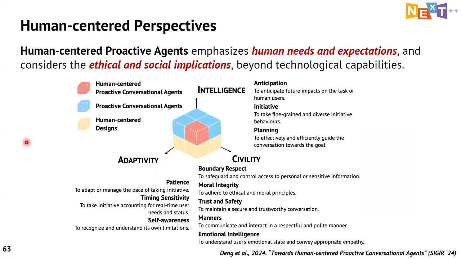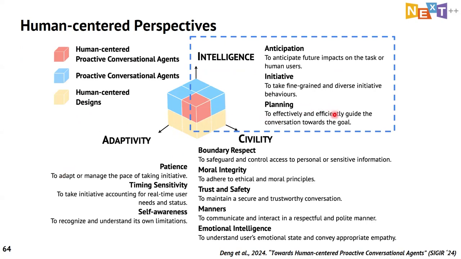So here I will take the proactive conversational agent as an example. And in this CHI perspective paper this year, the authors mainly focus on human-centered proactive agents, which emphasize human needs and expectations, and also consider the ethical and social implications beyond just the technical capabilities. So this figure illustrates the three dimensions that the authors proposed to be considered for the human-centered proactive conversational agent. And most existing studies on proactive conversational agents only focus on improving the intelligence dimension, including anticipation, initiative, and planning capabilities. And here the authors would like to emphasize the importance of the other two dimensions about the human-centered perspectives.